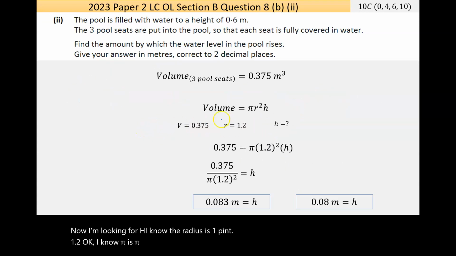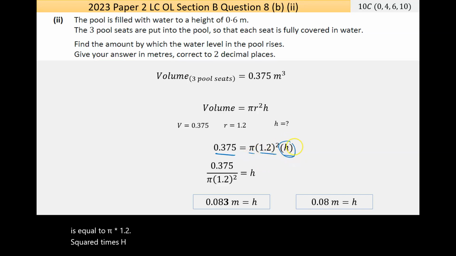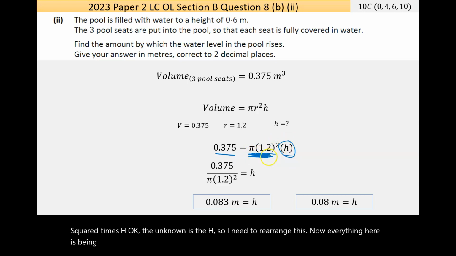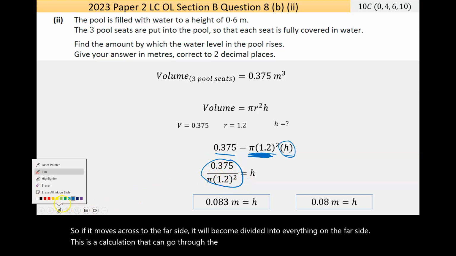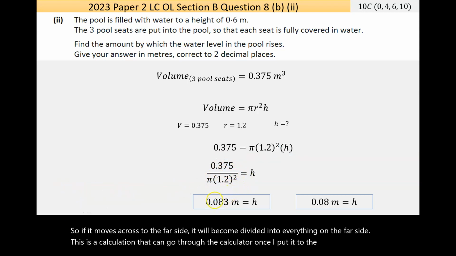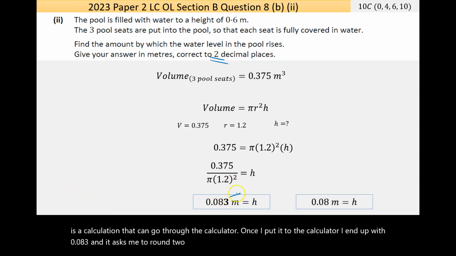So what's the answer? Once I fill the numbers in, the 0.375 is equal to pi times 1.2 squared times h, okay? The unknown is the h, so I need to rearrange this. Now, everything here is being multiplied by the h. So if it moves across to the far side, it'll become divided into everything on the far side. This is a calculation that can go through the calculator. Once I put it through the calculator, I end up with 0.083, and it asks me to round to 2 decimal places.